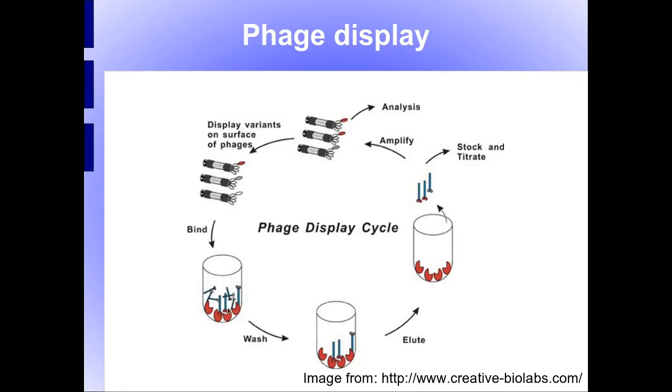We fix our antigen of interest onto a plate, and then we add the phage, and some of the phage will stick. So then we wash off the ones that don't stick, we elute the ones that did, and we go through a phase of stocking and titrating what came out. We can then go through an amplification stage and run round this cycle 3 or 4 times, and by doing that we end up with a set of antibodies that bind really well to the antigen of interest.